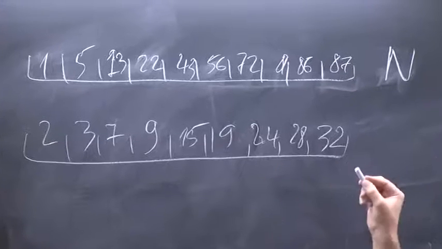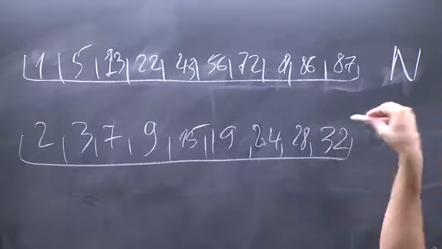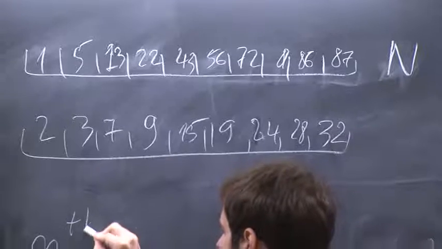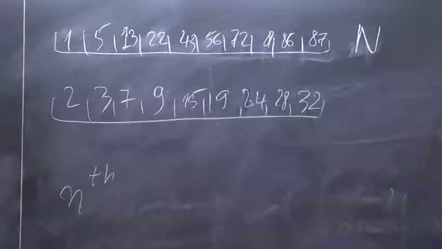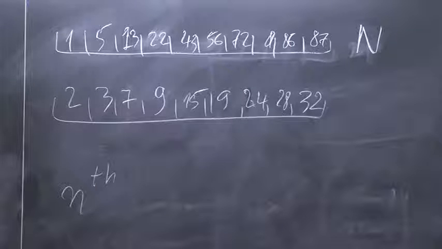So I have these lists. Let's be generous and say that all the numbers are different. They're sorted. I want to find the nth number, so the number with rank n, out of both lists. As fast as possible.